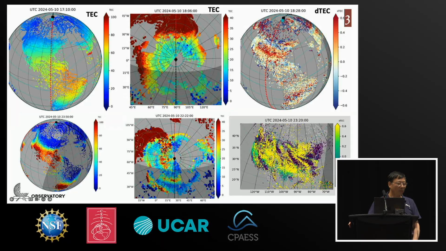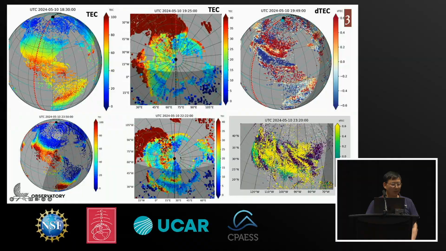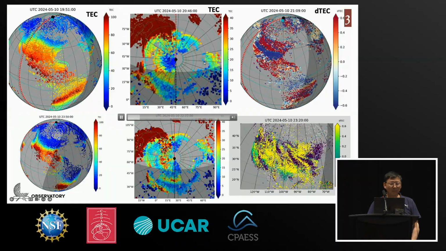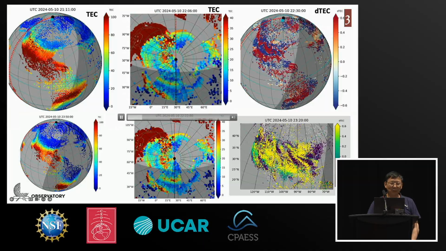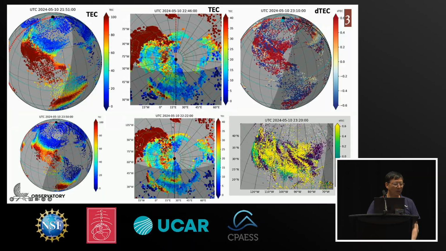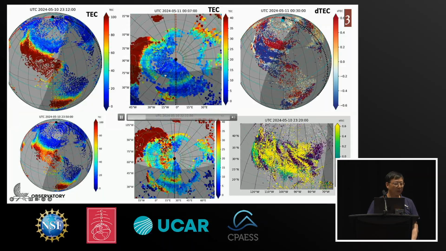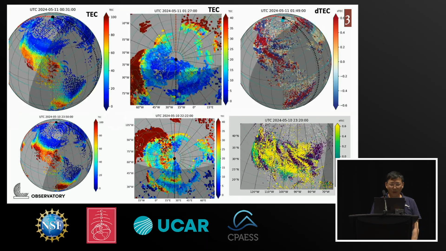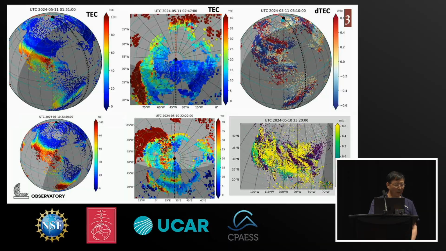So this is a polar view of the total electron content. Day side is on the top and night side on the bottom. What I want to draw your attention to is not only the patch moving anti-sunward into the other hemisphere, it's also the blue region, which is the so-called polar hole, electron density hole. So the movie is going to play again.